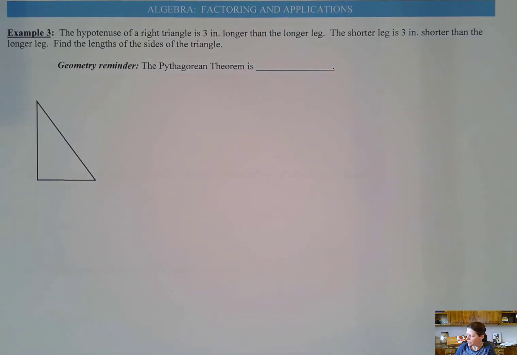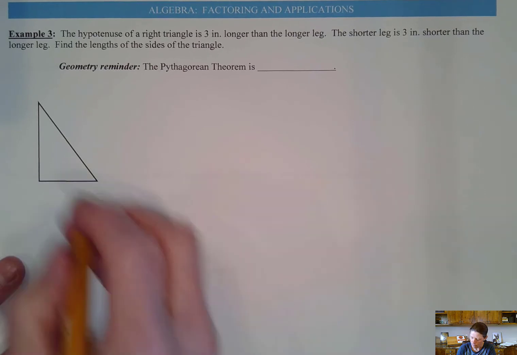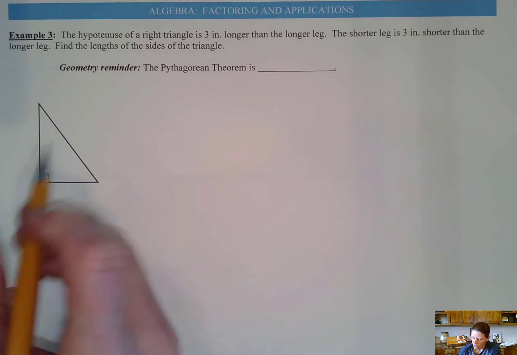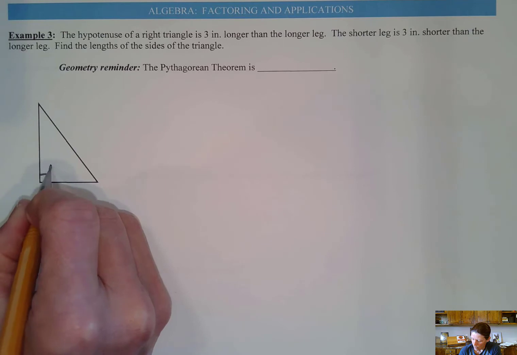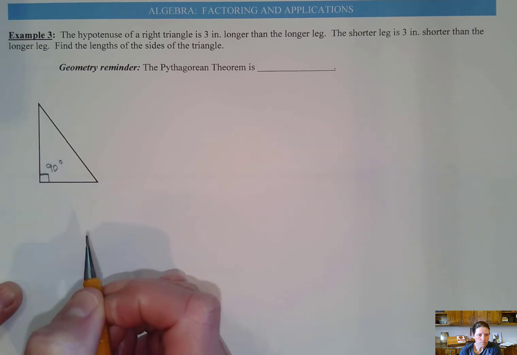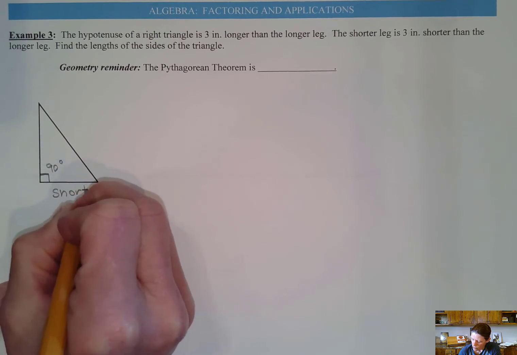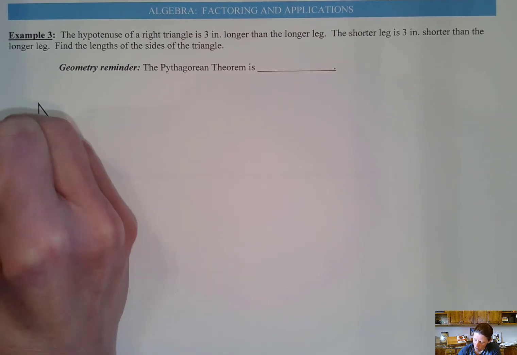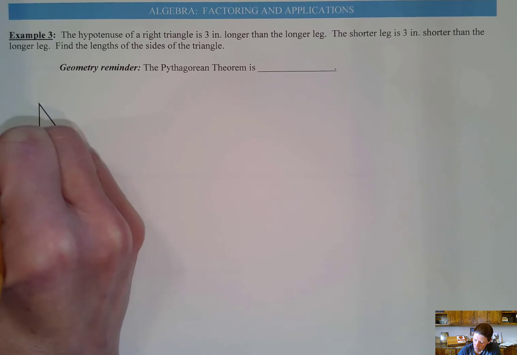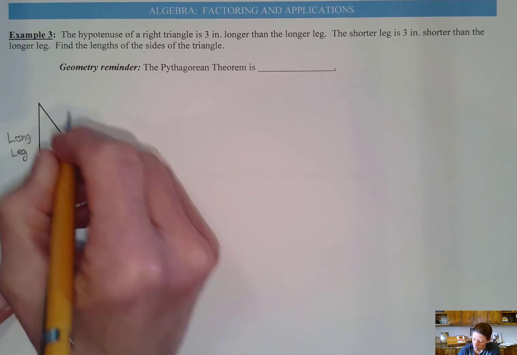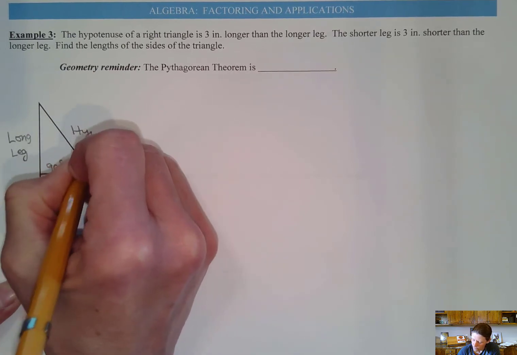In example 3, we're going to solve an application pertaining to a right triangle. And a right triangle has a right angle or 90-degree angle. This right triangle, we can see, has a short leg and a long leg. The legs form the right angle, and this side opposite the right angle is the hypotenuse.